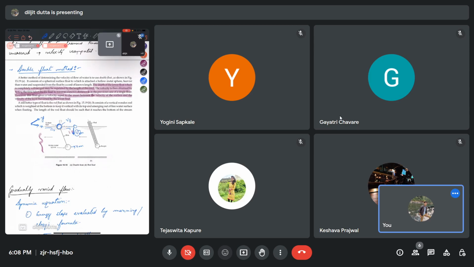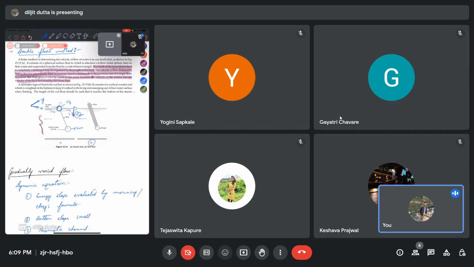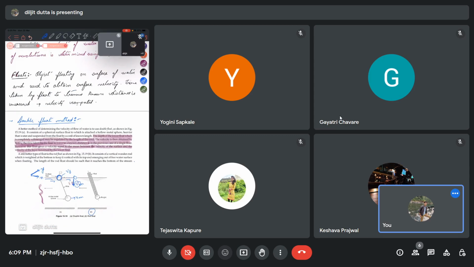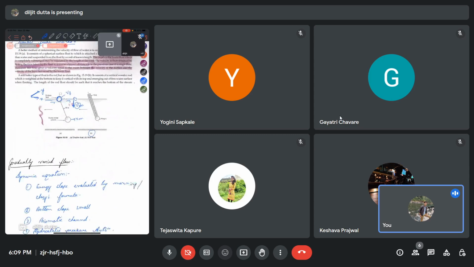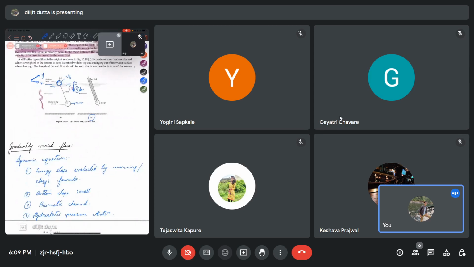Similarly, there is also one type of float called the rod float, which is shown in the second figure. A rod is fitted with some weight at the bottom, and the length of the rod should reach the bottom of the stream. Based on the distance covered by the rod along the x or the y direction, we can get the velocity in both the x and y directions. So this was some basic insight into the measuring devices that are used for getting the velocity of flows.